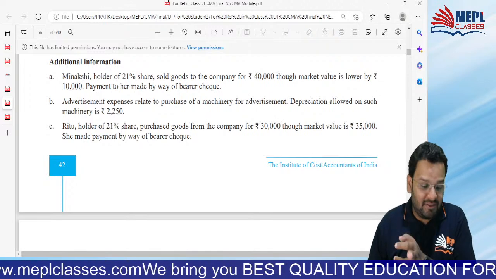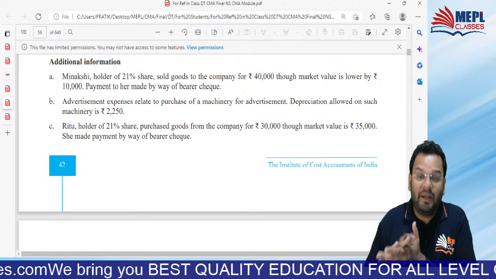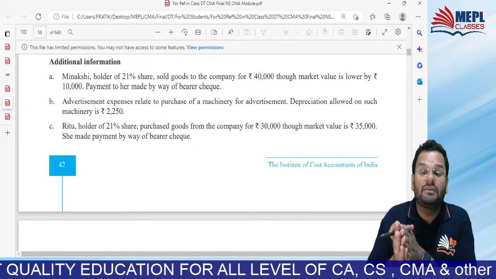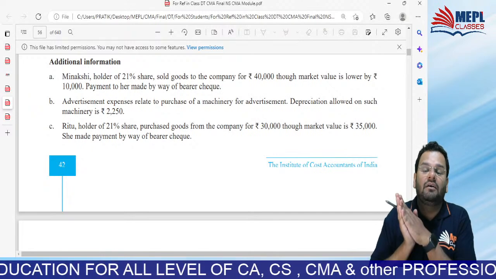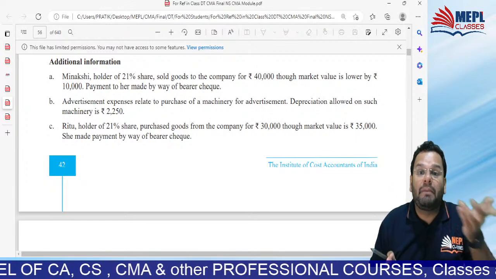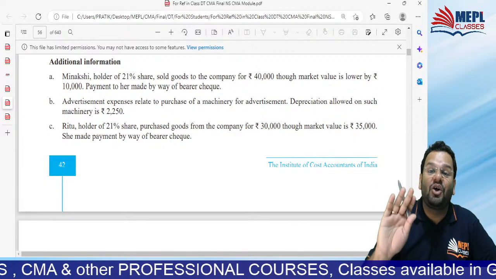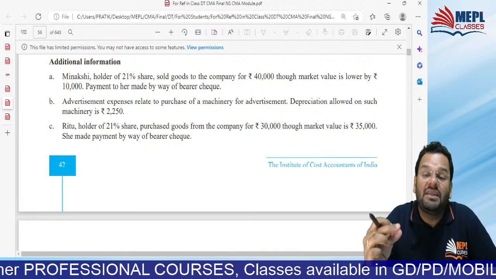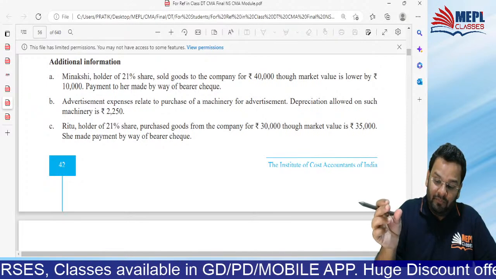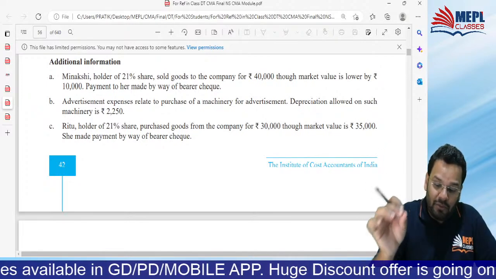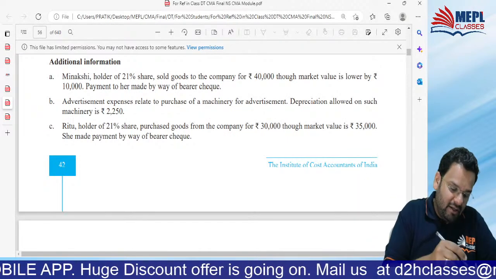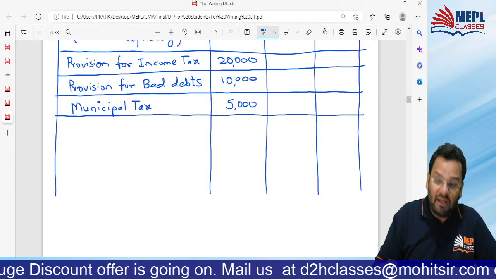And the twist is that payment to her is made by way of bearer check. So this entire 40,000 rupees is paid to her by bearer check. So it is paid in a mode other than account payee check, bank draft, ECS. It is not acceptable because it is in excess of 10,000 on a single day to a single person. So, in short, the entire 40,000 will be disallowed. Kindly disallow the entire 40,000.